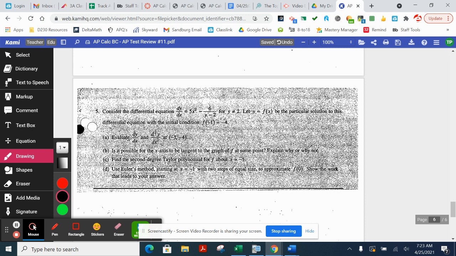All right, last one. Says consider that differential equation. Let y equals f of x be a particular solution to that differential equation. And then they want you to find the first derivative and then the second derivative value at the negative 1, negative 4. So dy dx, letter A. First one's pretty straightforward, right? We want to figure out the value at negative 1, negative 4. So we can just plug in that.